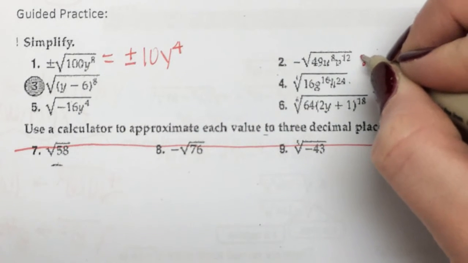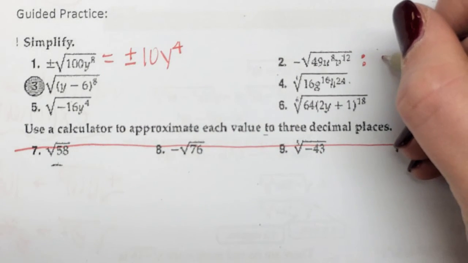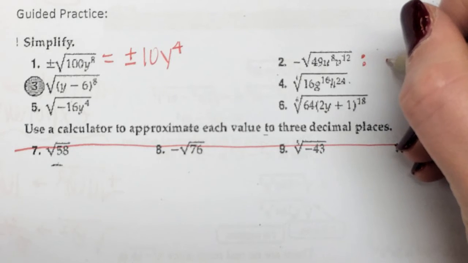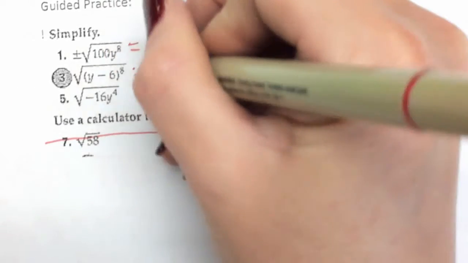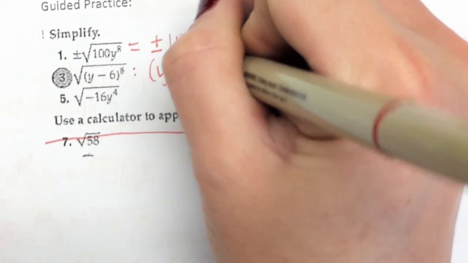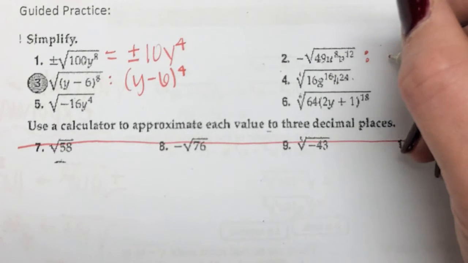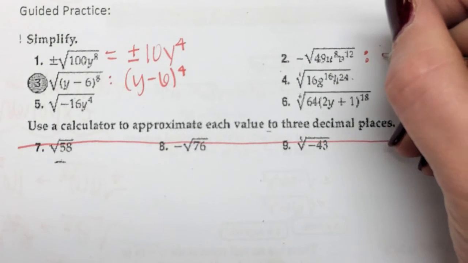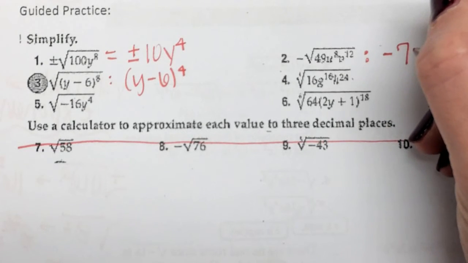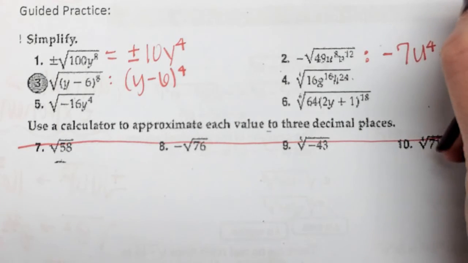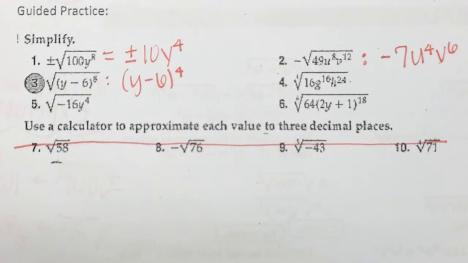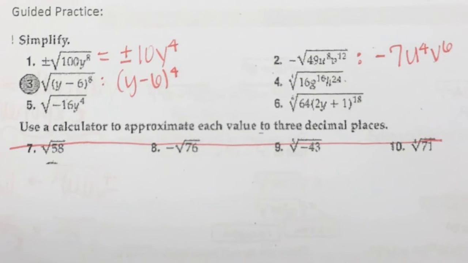Alright, Caleb, tell me this one. Number 2. That was 3, but that's okay. Y minus 6 to the 4th. Everybody agree? Alright, Evan, tell me 2. It would be negative 7 u to the 4th, or whatever that is. B to the 6th. Sorry, this printing quality is not very good. I don't know if the copier was running out of ink. Sorry. Any questions about that one?